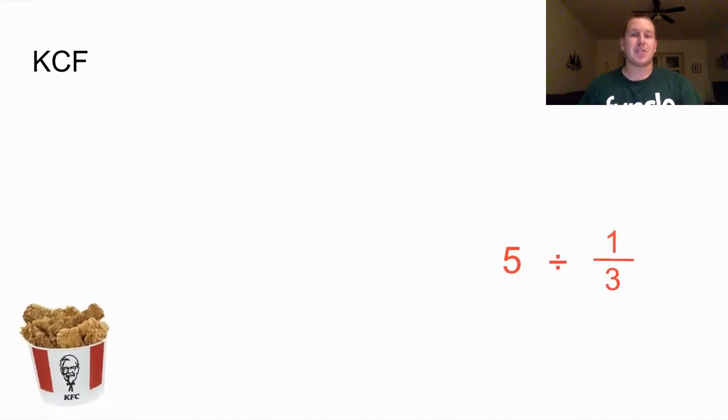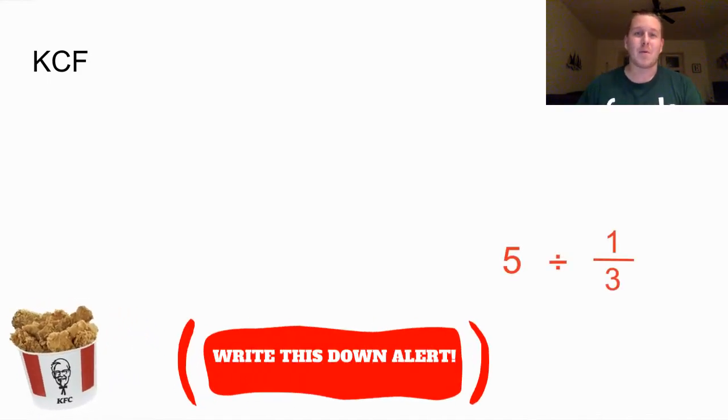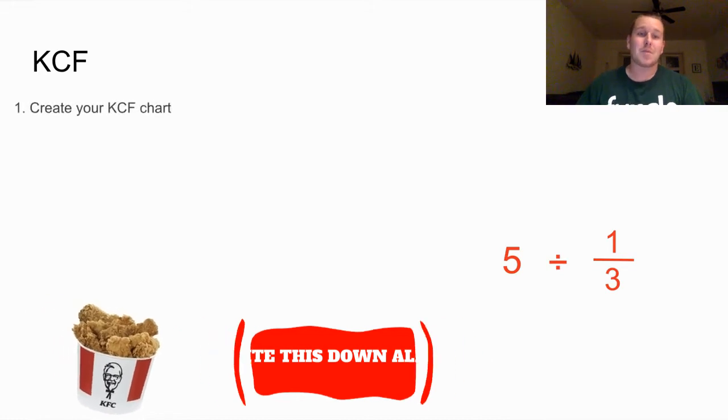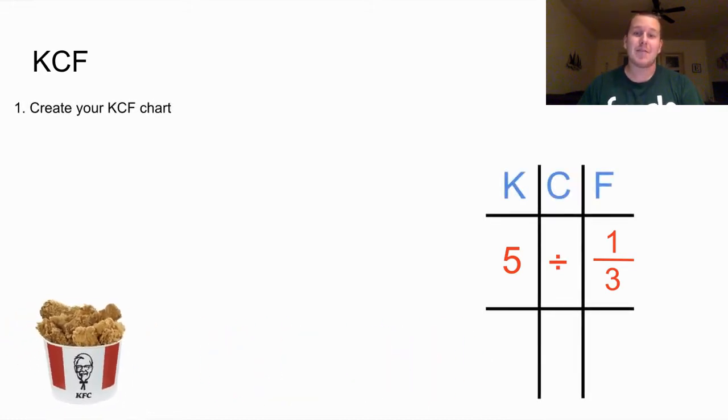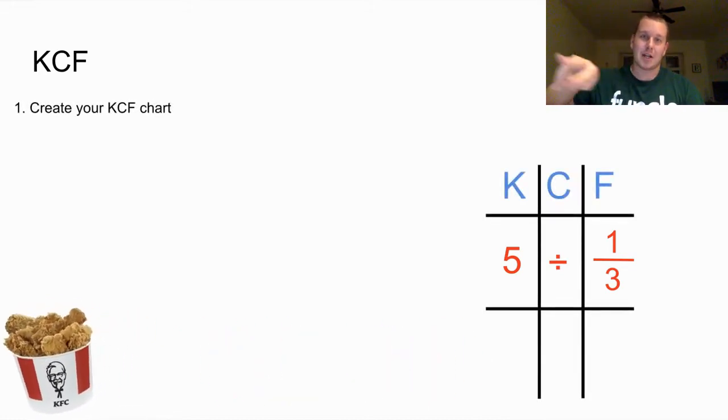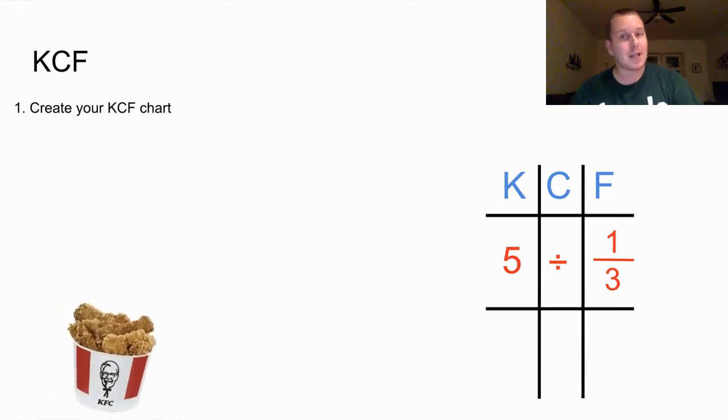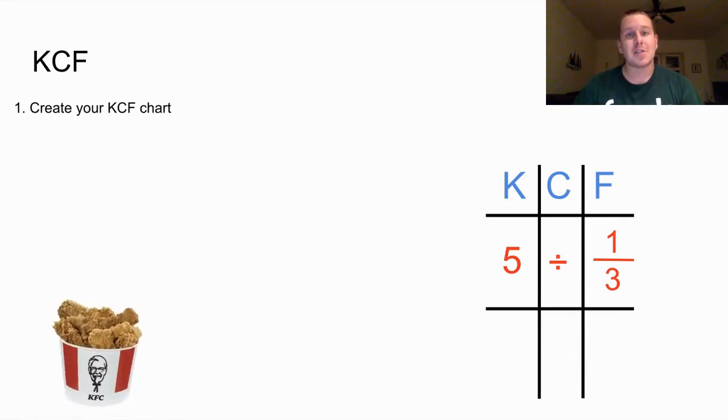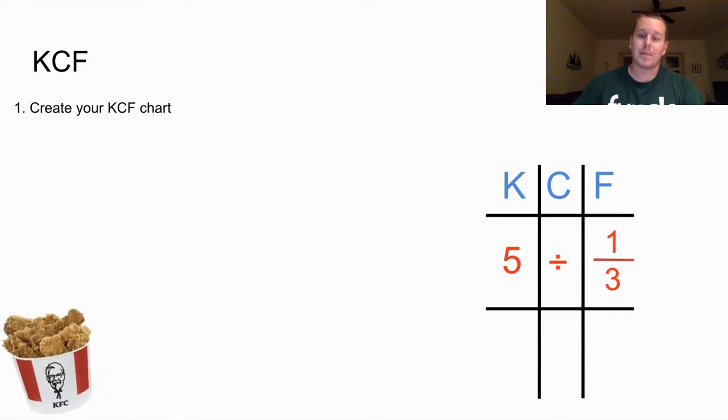So we have an expression here. We have 5 divided by 1/3. Our first step is we're going to create a KCF chart, which kind of looks like a hashtag. So we have a K column for keep, a C column for change, and an F column for flip.